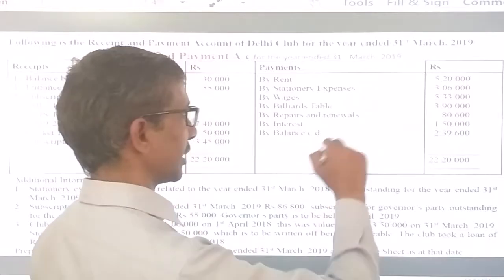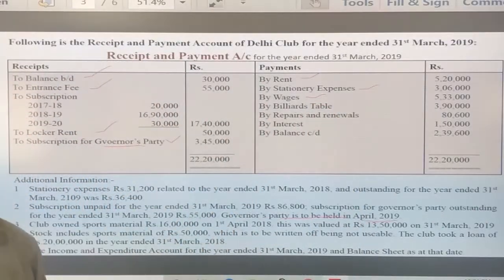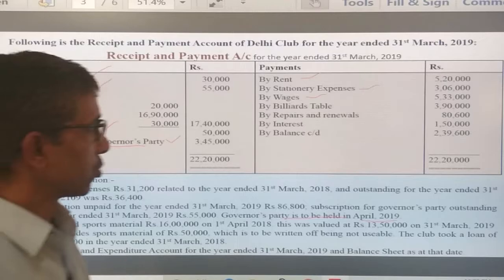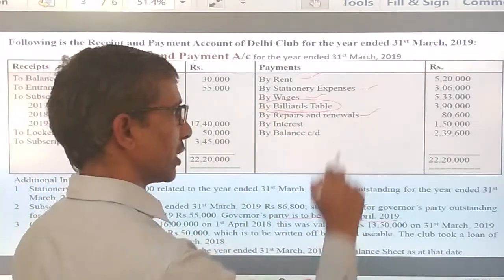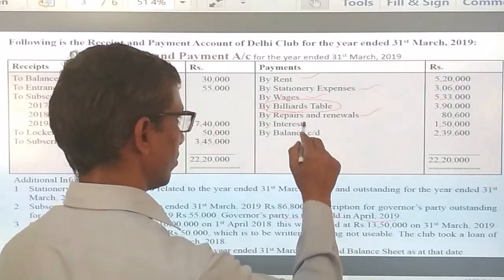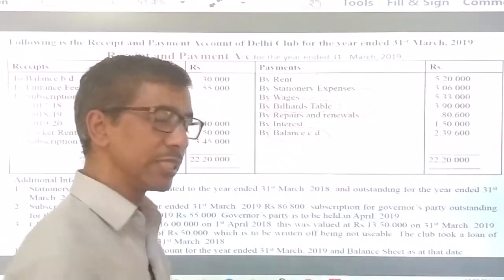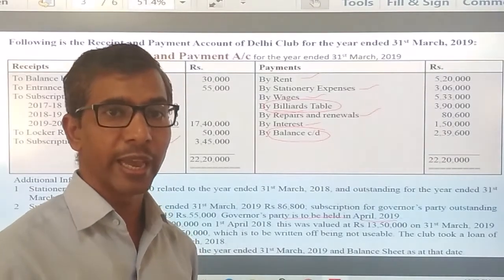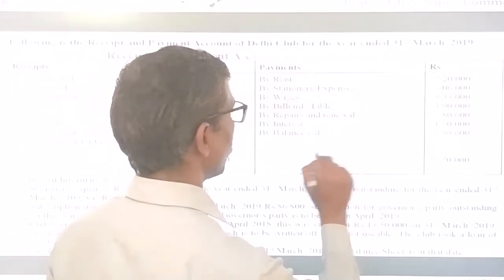This also will come in income and expenditure. Wages also will come in income and expenditure. Billiard tables, this is an asset for the not-for-profit organization, so it will come in balance sheet. Repair and renewals, income and expenditure account item. Interest also income and expenditure account item. Balance c/d is the cash and bank balance at the end, means closing balance of cash or bank, so that also will come in balance sheet.